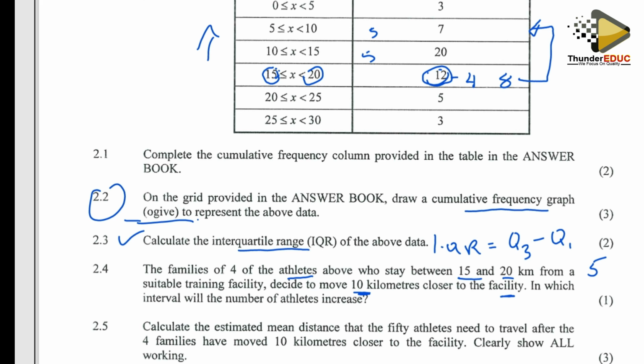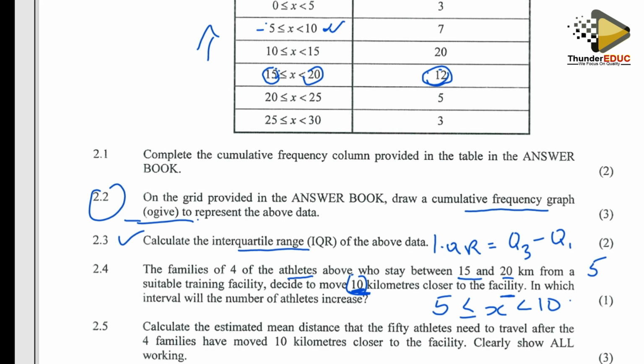Then they're asking us in which interval will the number of athletes increase. So it's going to increase in the interval of 5 is less or equal to x and less than 10. Why are we saying it's that interval? Because they move 10 kilometers closer. Will that make sense for them to move to this point? Is the reasoning making sense? No, it's not making sense at all, because this interval is between 5 but less than 10.